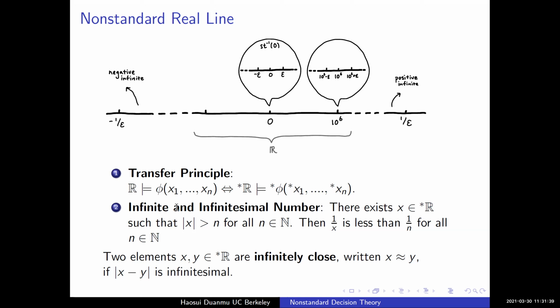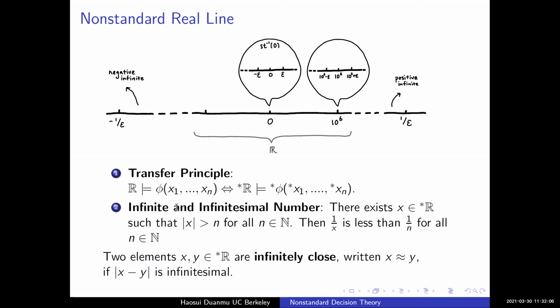Such nice algebraic properties are not preserved for the extended real line, because you cannot view negative infinity and positive infinity as standard real numbers. You can't sum over them, and you can't take the product of them with other numbers.